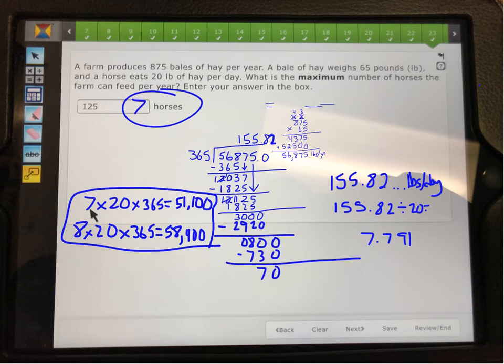So if I had 7 horses at 20 pounds a day for 365 days, that would be 51,100 pounds of hay that I would need. And I have that. I've got 56,000. So I would have some excess hay. Now, if I went to 8 horses, let's say we had another horse at 20 pounds a day for 365 days, that would need 58,400 pounds of hay. And I don't have that. So if I had an 8th horse, I would run out of hay and somebody would get sick or die, and I don't want to be burying some dead horses. So 7 is the most amount of horses I can have.